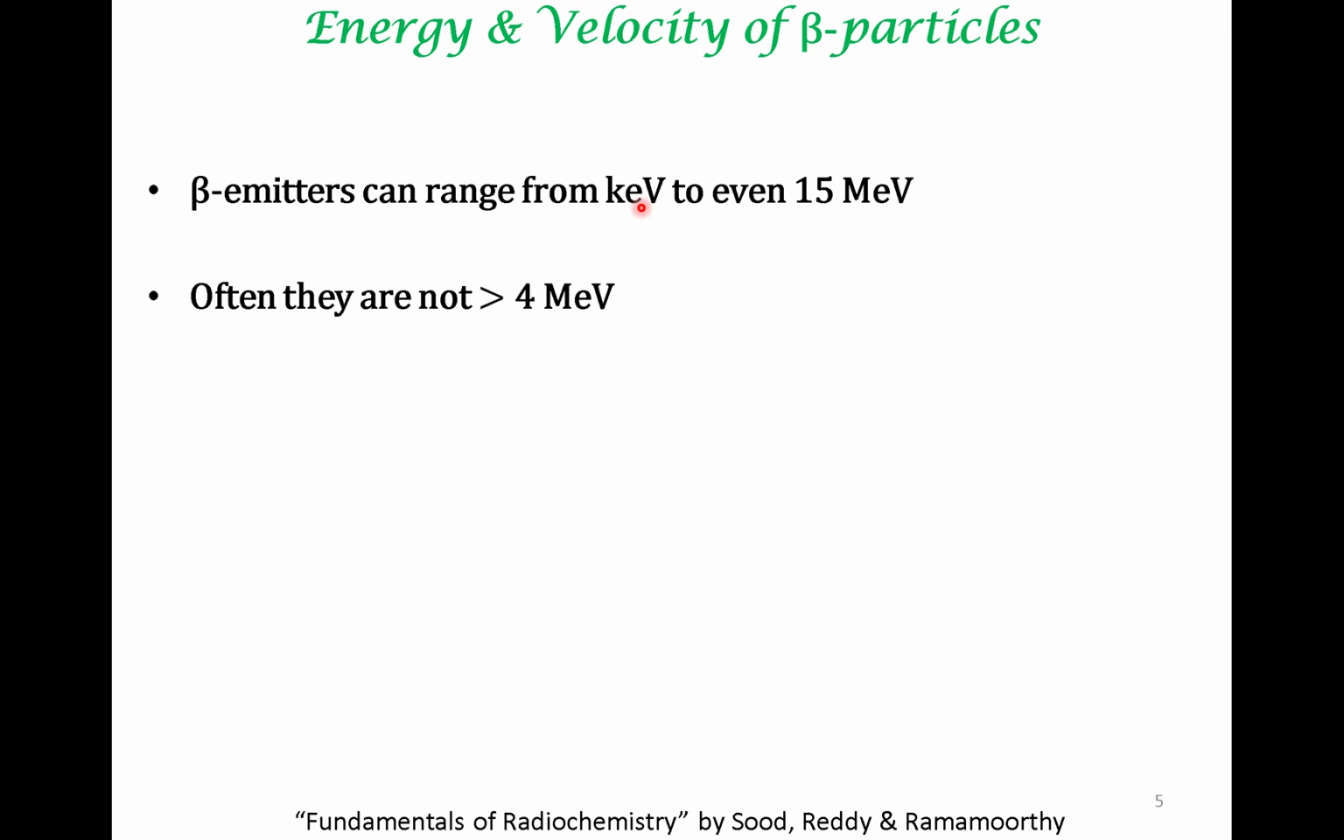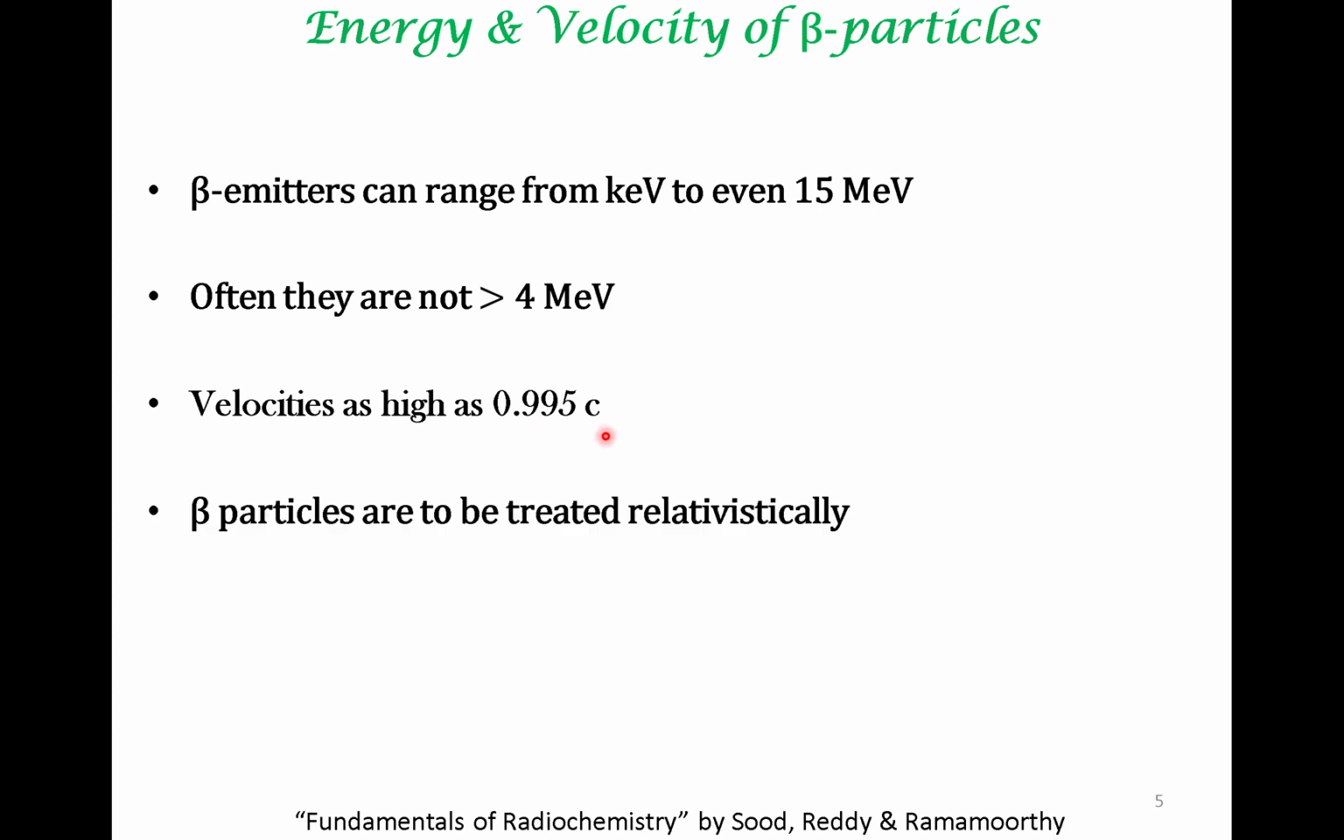So most often, the beta emitters do not have energies greater than 4 MeV. Because beta particles are very light, if they have to have a lot of energy, the energy goes into the velocity, right? You have to have fairly high velocities. So the velocity can reach quite close to that of the speed of light. Because of all these reasons, the motion of beta particles has to be treated relativistically.